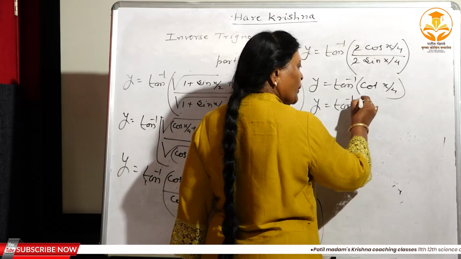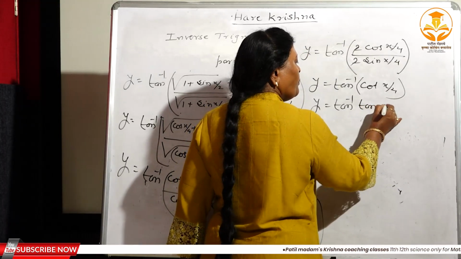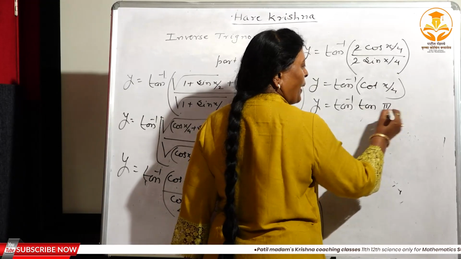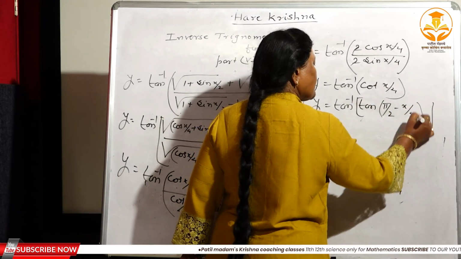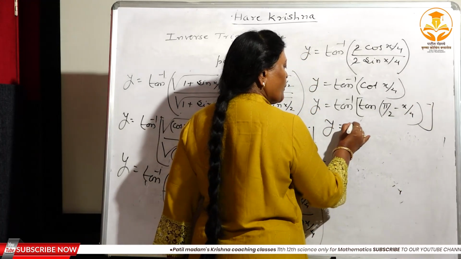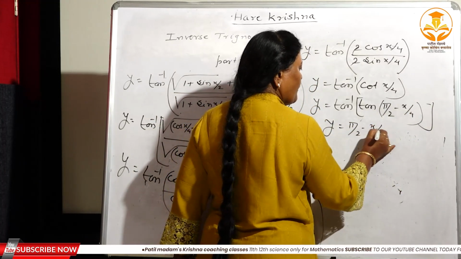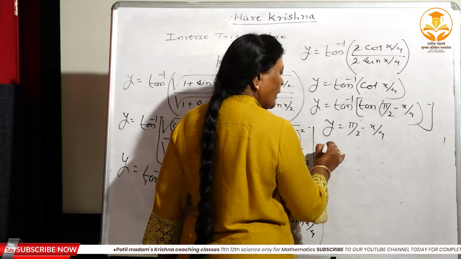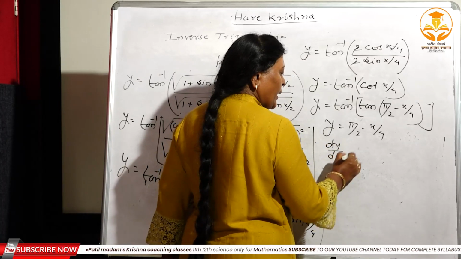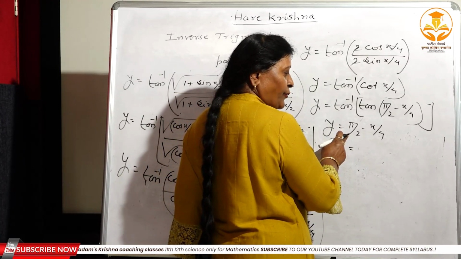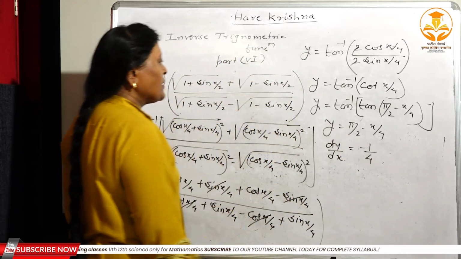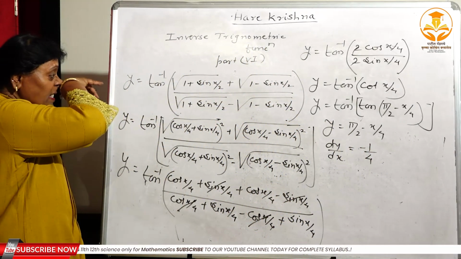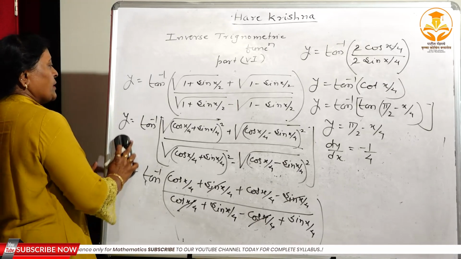Therefore cot you can convert in the form of tan by taking the help of pi by 2. Pi by 2 minus x by 4. Here again tan inverse tan get cancelled. Y is equal to pi by 2 minus x by 4. Right? Therefore dy by dx, it is the derivative of pi by 2, which is 0, minus 1 by 4 remains as it is, and the derivative of x is equal to 1. This is the second unusual one. Right? Now see.